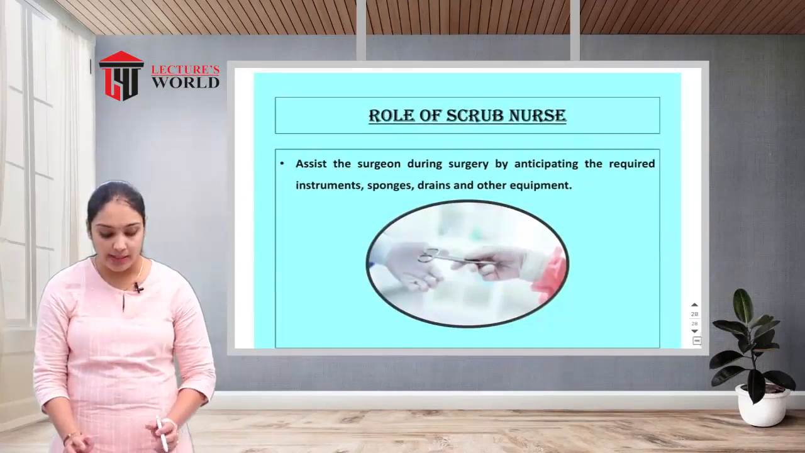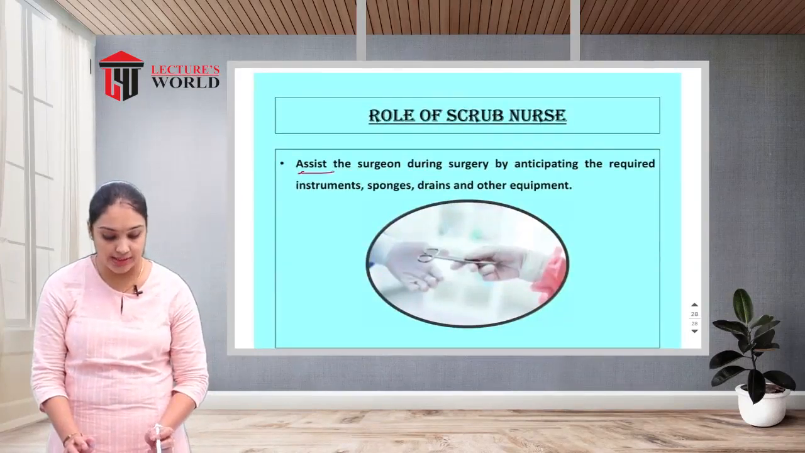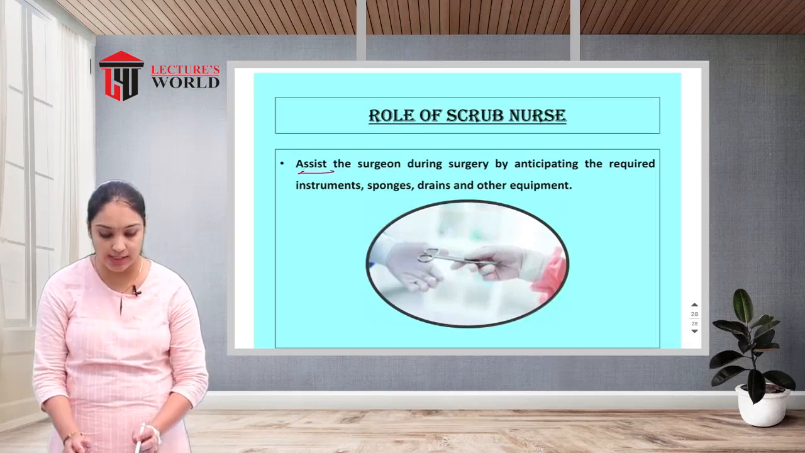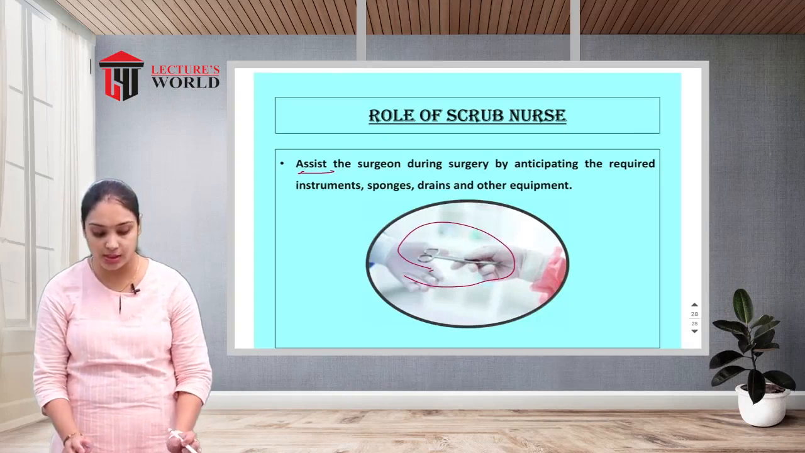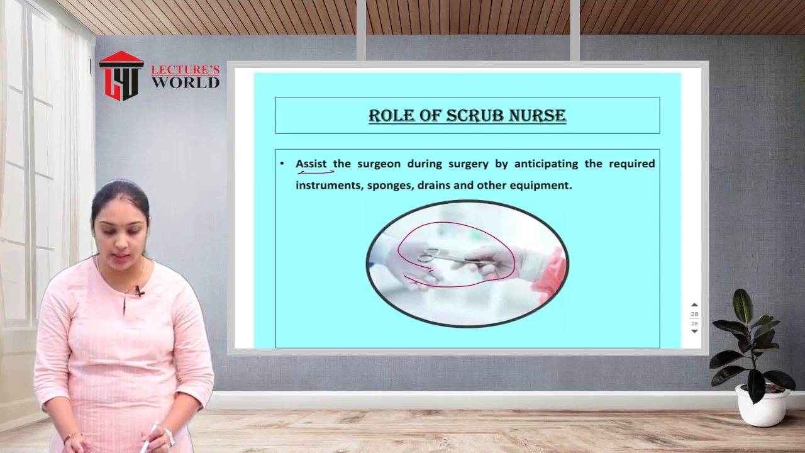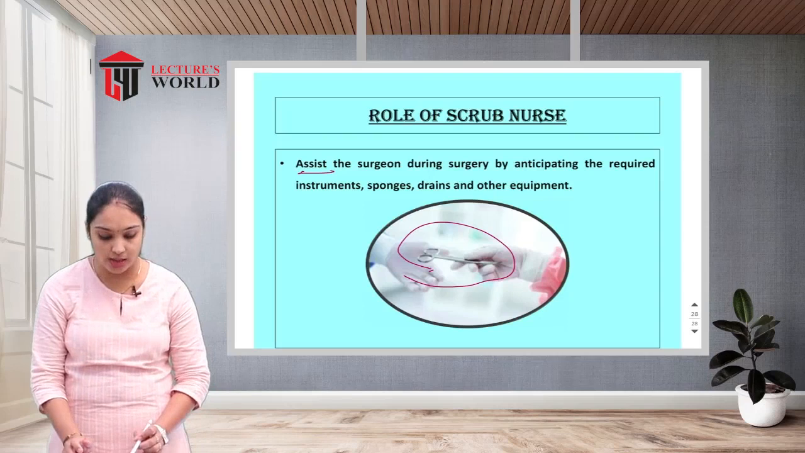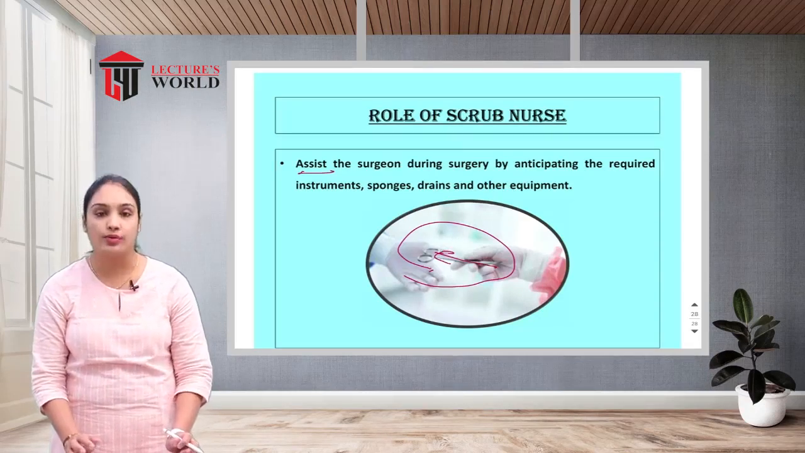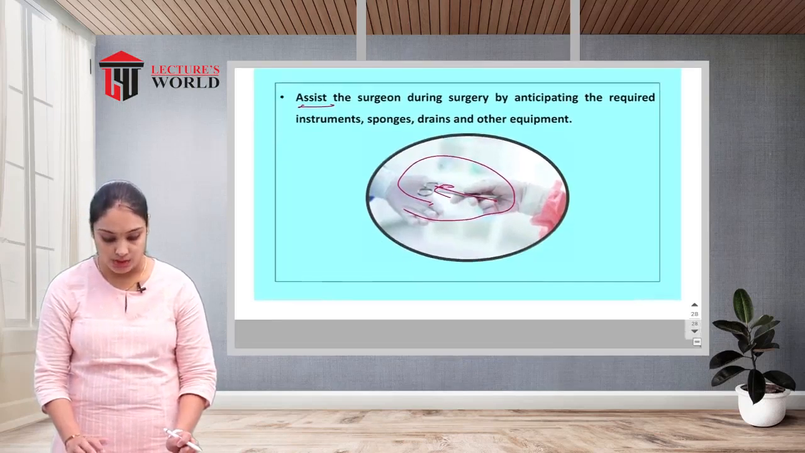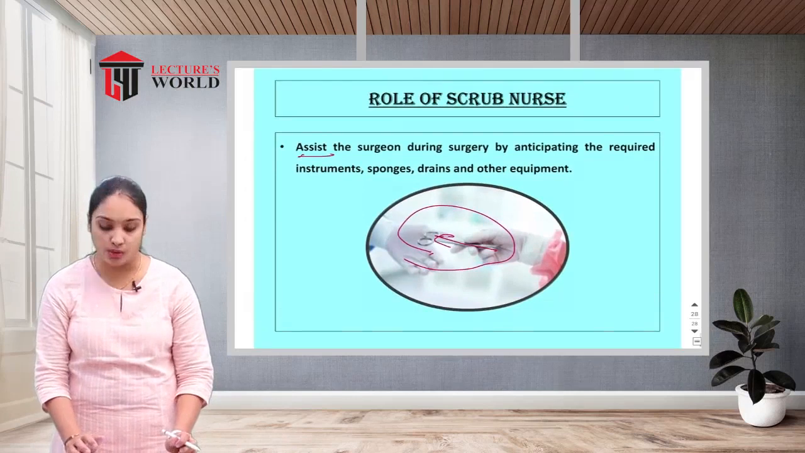So the main role is to assist the surgeon during the surgery by anticipating the required instruments, sponges, drains, and other equipment. In that way you have to assist the surgeon during the care. She has to handle the instruments, and in that way assist the doctor in the surgical procedure. So this is about the role of the scrub nurse.